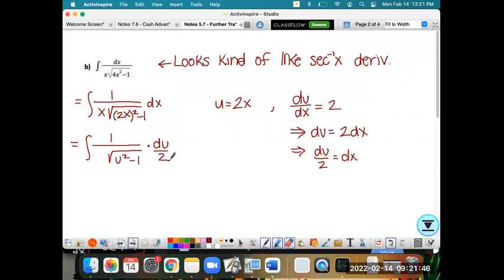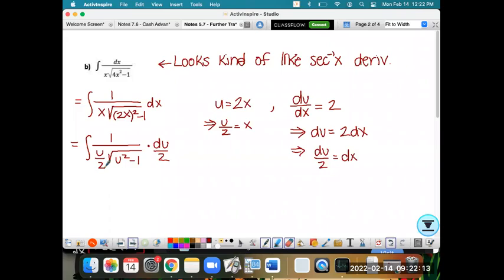But I still have that x left over. Do you remember what we can do in order to get rid of that x? We should solve our u equation for x and replace it with something that has a u inside of it. So if I solve that u equation for x, I would get u over 2. And now we only have u's in our equation.